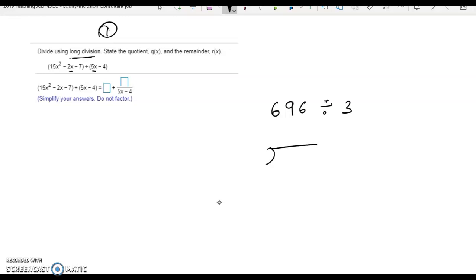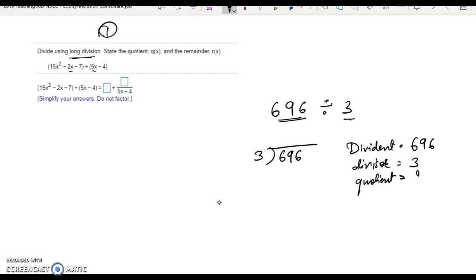You first create this bar and you write this term, which is the dividend, 696 right here. I denote it by capital D equals 696, or, so I don't confuse you, it's just the dividend, 696. This term right here is the divisor, so divisor equals 3. Whatever we get, the answer, goes on top of the bar, which is the quotient. That's defined, and whatever is left over is the remainder, that we don't know.